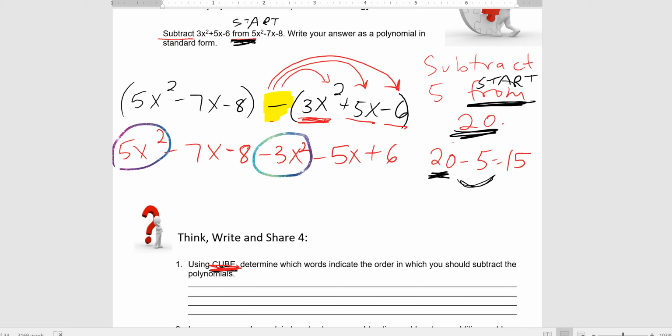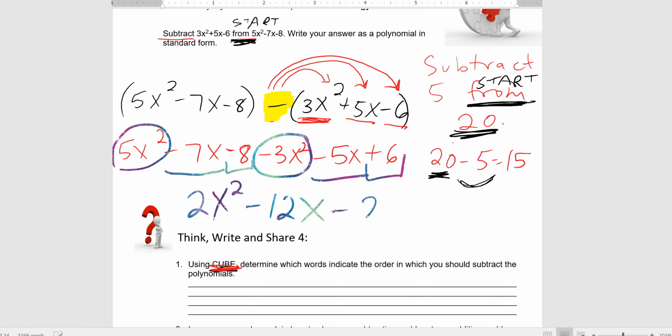So we're doing 5 plus negative 3, which is positive 2. And when we add, it's like adding items on a grocery list. Terms don't change, so the x squared stays the same. Okay, negative 7x and negative 5x. Negative 7 plus negative 5 is negative 12, and the term does not change, stays x. And then lastly, negative 8 plus 6 is negative 2.